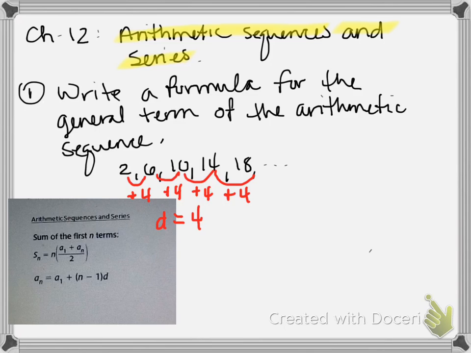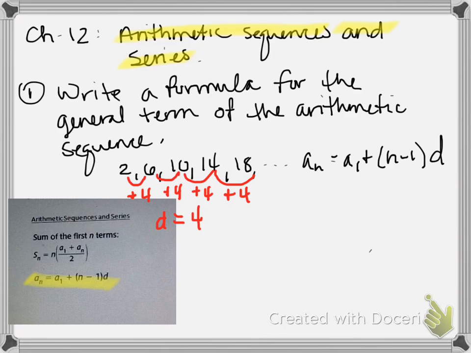So what we're going to do is write a rule. I'm going to need to remember that to write a rule for an arithmetic sequence, I can use this formula that says a sub n equals a sub 1 plus n minus 1 times d. So let's write that down. I'm going to use this. a sub n equals a sub 1 plus n minus 1 times d.